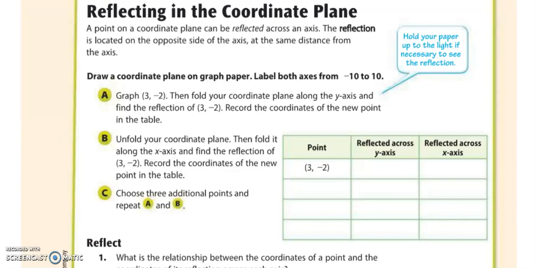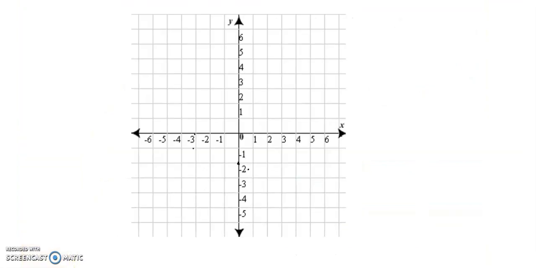The first definition I want to underscore is when a point is reflected across an axis. When a point is reflected across an axis, that simply means that point is equidistant from that axis. So here we have the x-axis going vertically and the y-axis going horizontally.